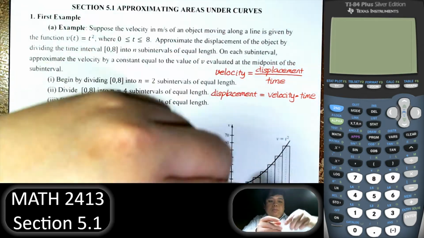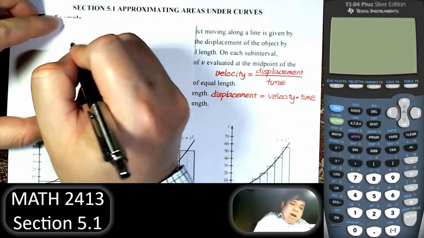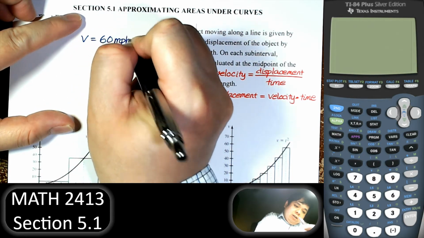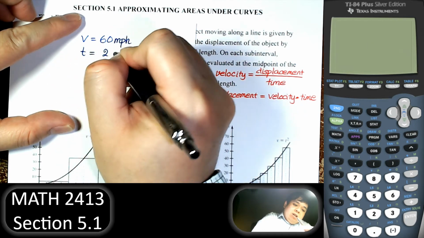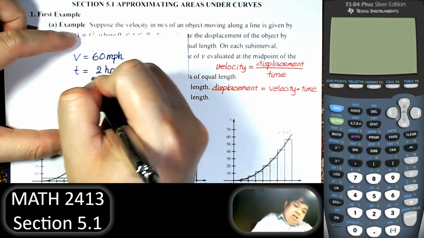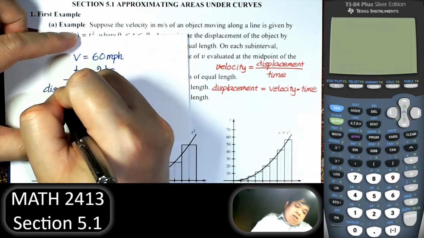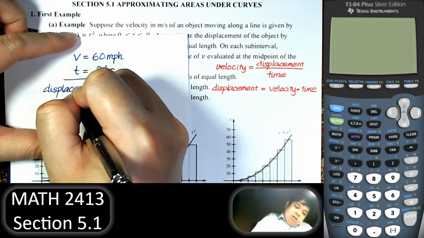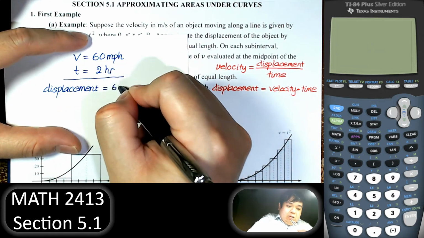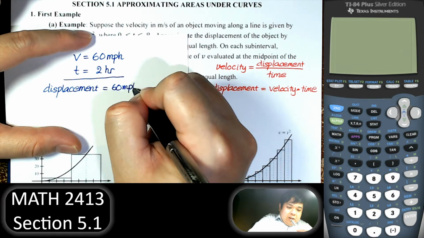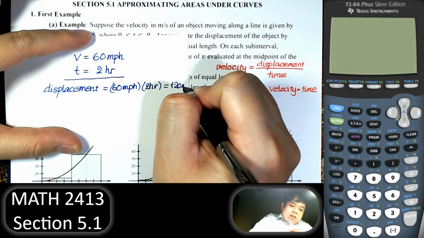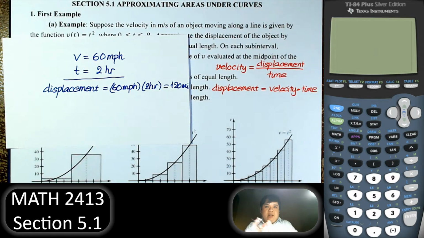Think about this. If I go at a velocity of 60 miles per hour for 2 hours, then the distance, let's say S is the distance or displacement, is going to be 60 miles per hour times 2 hours, which is 120 miles, right? So distance equals speed times time.